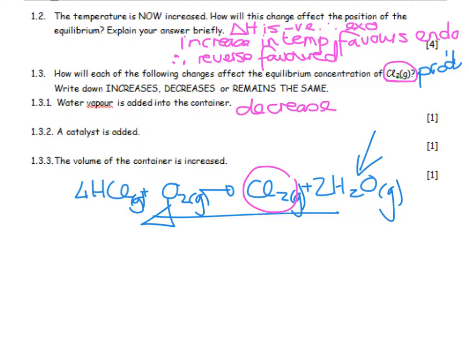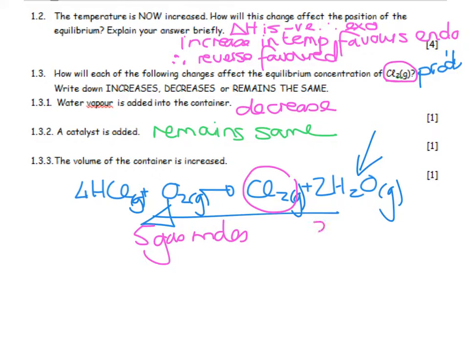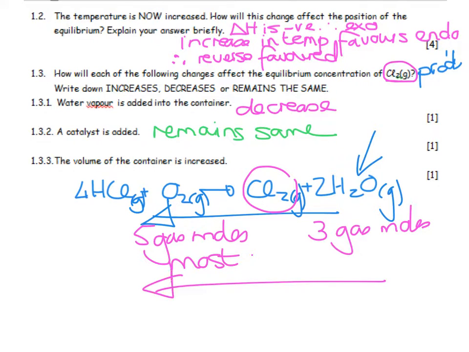Then a catalyst is added. Catalyst has no effect on equilibrium. It just happens faster. And the volume of the container is increased, so that means that the pressure has been lowered. So let me count my gas moles. 5 gas moles, not just any old moles, gas moles, and 3 gas moles. Low pressure favors the side with the most gas moles, and therefore it will favor the reverse reaction, which means it will decrease the concentration of chlorine.